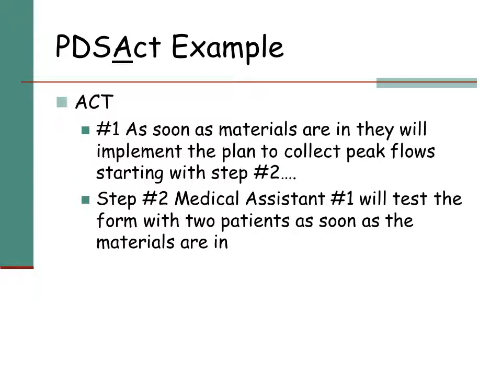And here's the ACT piece of the example. As soon as the materials are in, they will implement the plan to collect peak flows starting with step 2. And step 2, medical assistant number 1, which is Joni, will test the form with 2 patients as soon as the materials are in. So this is the write-up for 1 PDSA cycle. Now what's going to happen is Joni's going to do this form with 2 patients, and then that's going to be the second PDSA cycle.